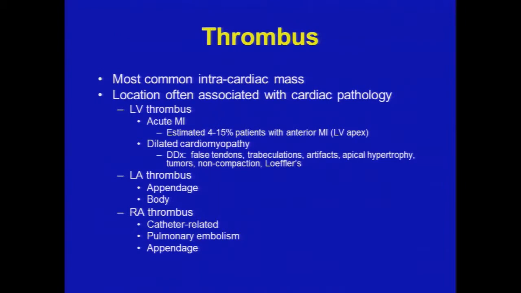The differential diagnosis of apical masses is listed here. The left atrial appendage is a very common place for thrombus to form, obviously, in patients with atrial arrhythmias. And in the right atrium, thrombus can be seen in relation to catheters which enter the chamber, pulmonary embolism, as shown by Dr.